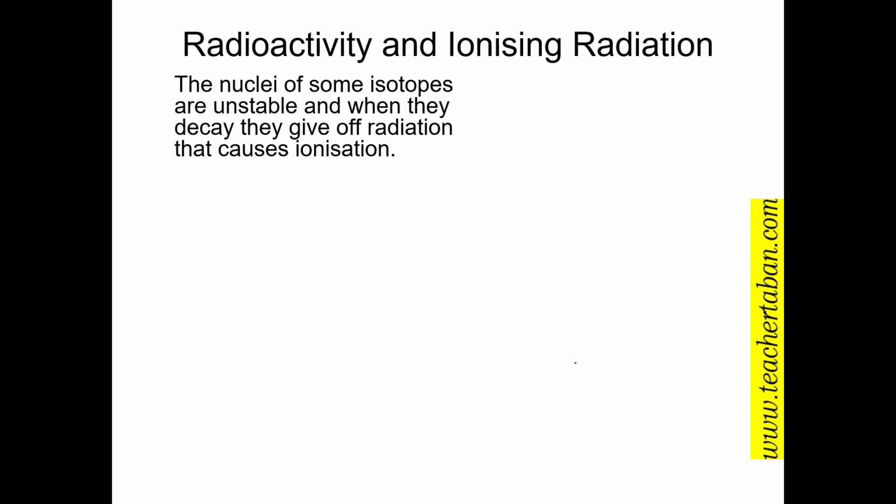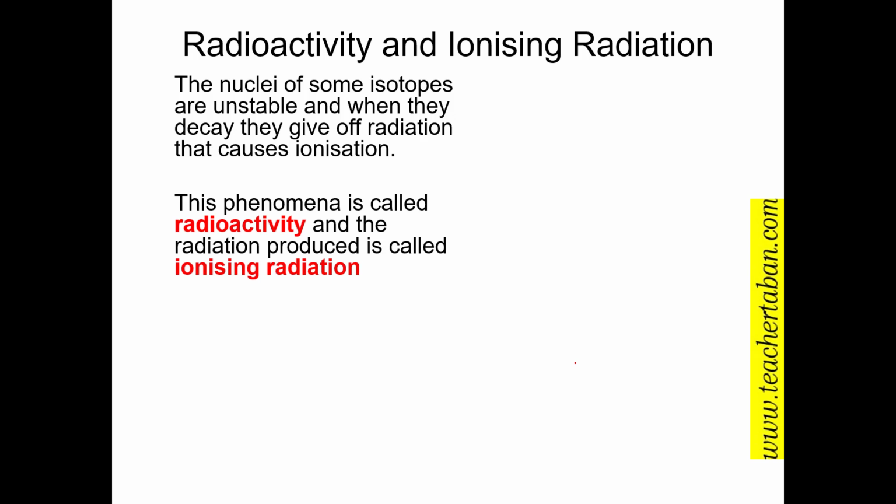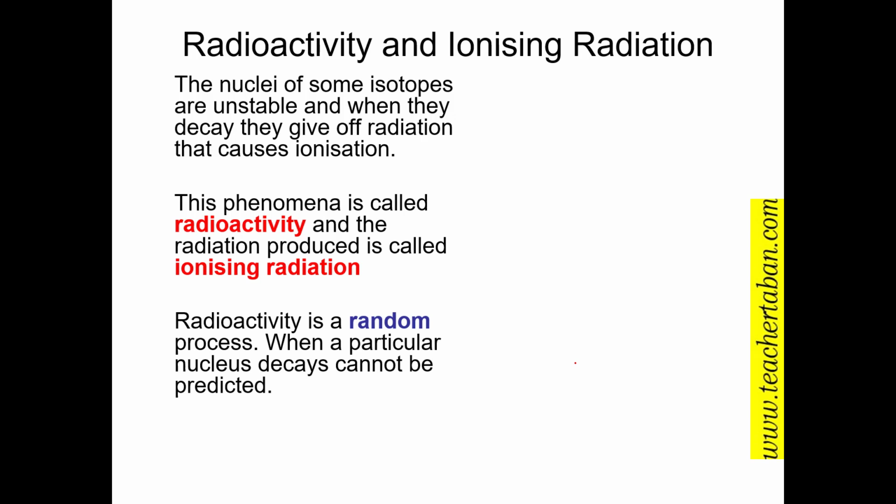Now, about radioactivity and ionizing radiations, what are these? In the previous lesson, we said that a massive, heavy atom has very many protons and neutrons in the nucleus, and in many cases, it is unstable. So when they decay, they give off radiations that cause ionization. This phenomenon is called radioactivity, and the radiations produced are what we call ionizing radiations.